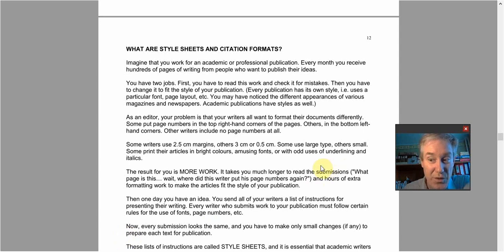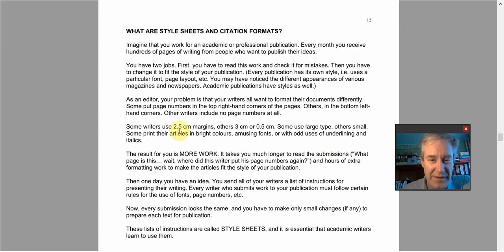But the page number is only one possible issue here. Let's look at the next part of our text here. Some writers use 2.5 centimeter margins, others 3 centimeters or 0.5 centimeters. Margins are these side parts of the page here, on the sides and at the top, the white space around the words. These we call the margins.